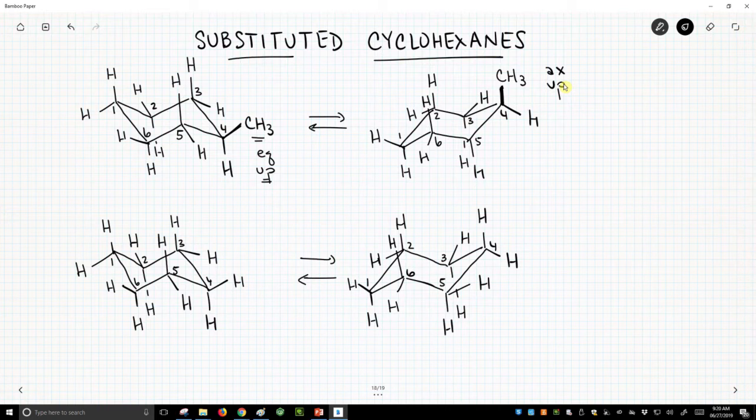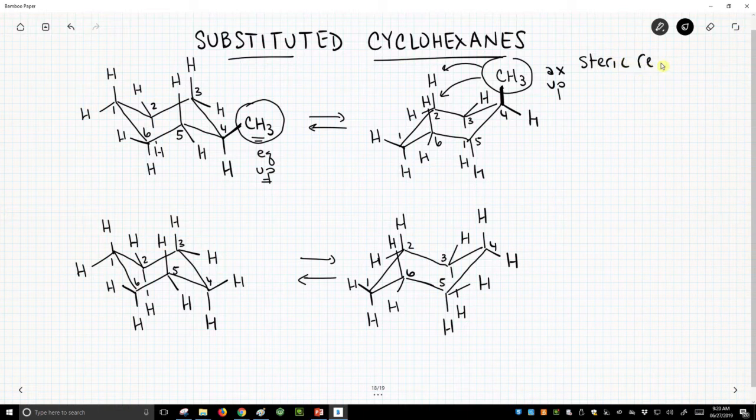Now, when everything was hydrogen, we said that these chairs had equal energy. As it turns out, when we have R groups, like a methyl, they are not equal in energy. When the group is axial, it actually starts to bump into the other groups that are axial in the ring. There's a little bit more space for this methyl group, or whatever the R group is, in the equatorial position. And this results in some strain. It's some steric strain. There's some steric repulsion when you put your R groups in the axial position. Therefore, this particular chair would be less stable.